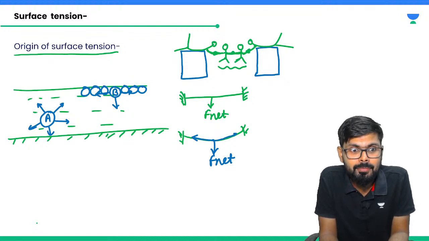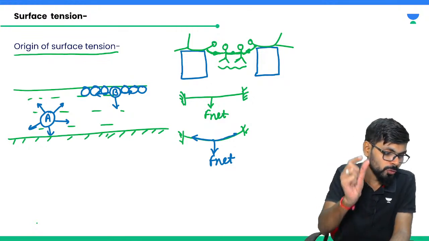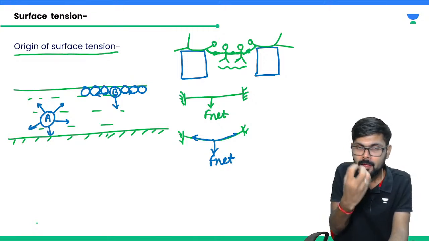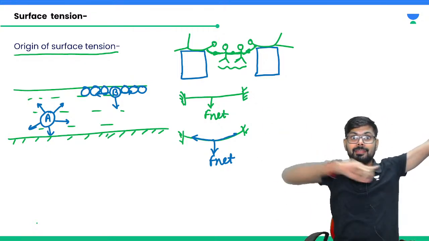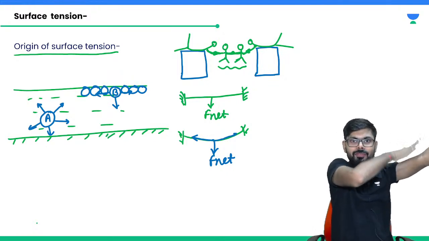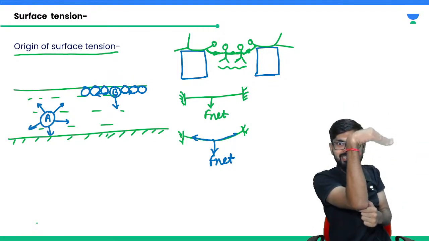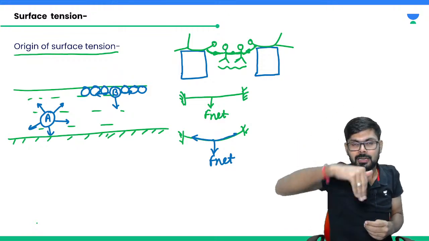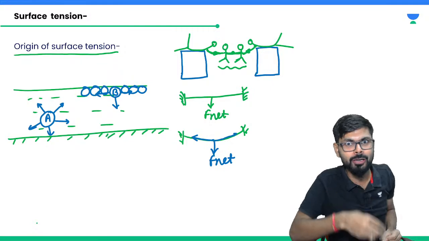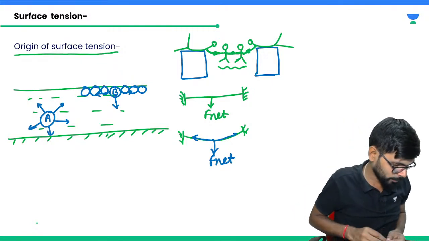The molecule A is basically in balance condition, no problem. But the molecule which is on the top had a net downward force, but the membrane is there, surface tension is there. One component of that force in the vertical direction is going to balance the net downward force. That's why it is not going down.